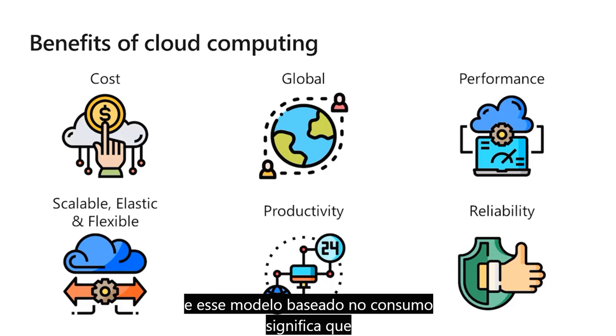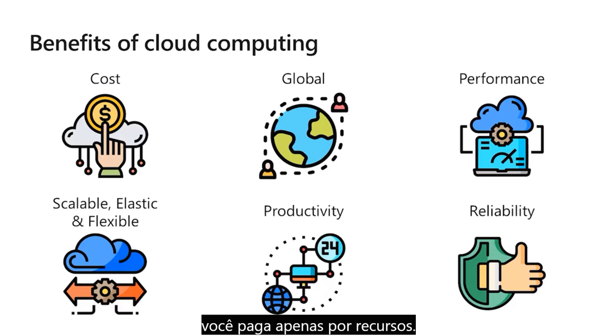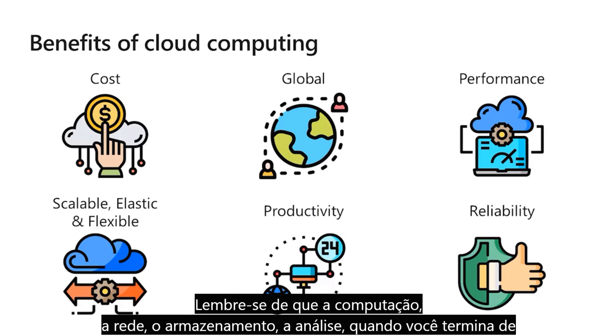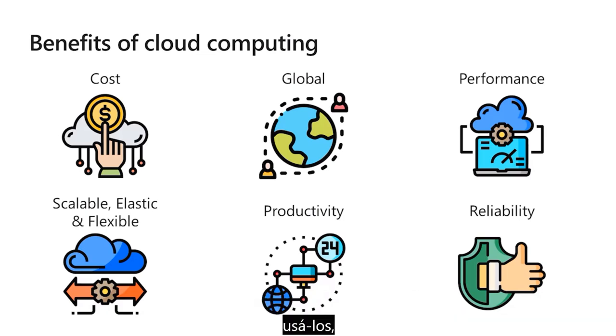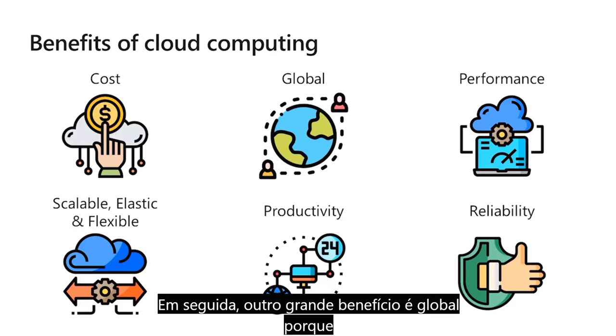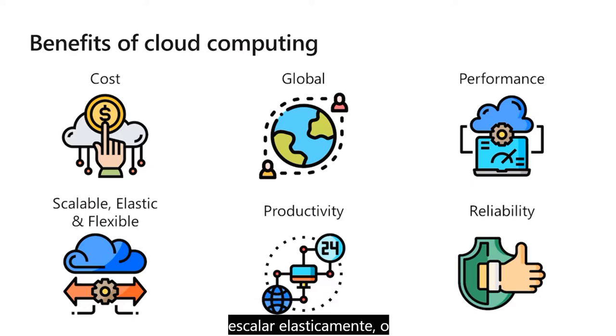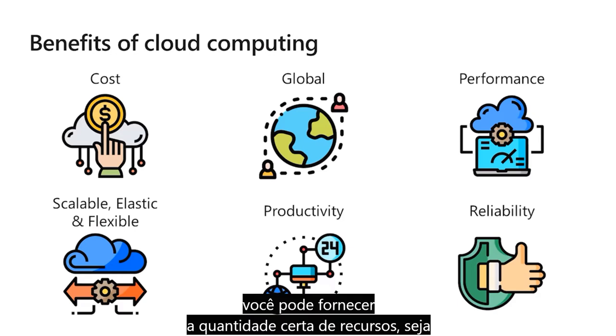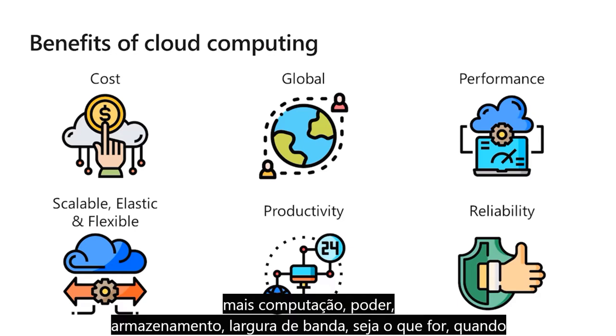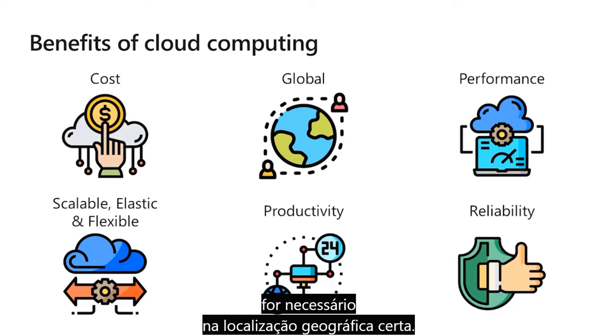And that consumption-based model means that you are only paying for resources, remember that compute, networking, storage, analytics, when you use it. And when you're done using it, you get to turn it off and you stop paying for it. Next, another huge benefit is global, because you have the ability in cloud computing to scale elastically, which means that in cloud terms, you're able to deliver the right amount of resources, whether it's more computing power, storage, bandwidth, whatever, when it's needed in the right geographic location.